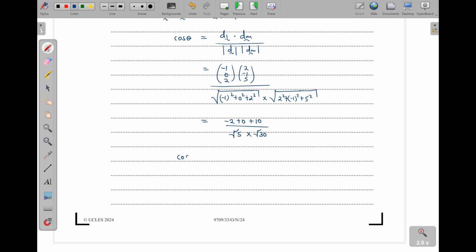So therefore, cosine of theta is going to be equal to, this will be 8, over root of 5 times root of 30. Root of 30 is the same as root of 5 times root of 6. Now, root of 5 times root of 5 is 5, so I can say 5 root of 6.